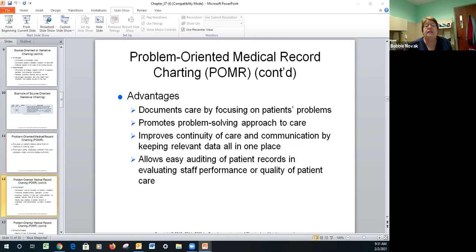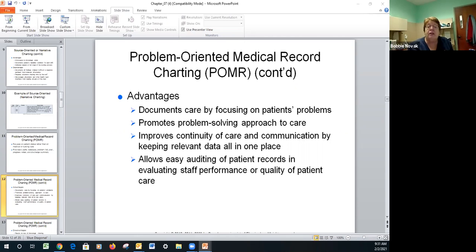The advantage is that we're focusing on patient problems. So we're focusing on the nursing diagnoses. We're focusing on what's going on with the patient. And it promotes a problem-solving approach to care because everybody's charting in the same section. We don't have separate sections for them to chart in. Everybody is charting on that problem on the same sheet.